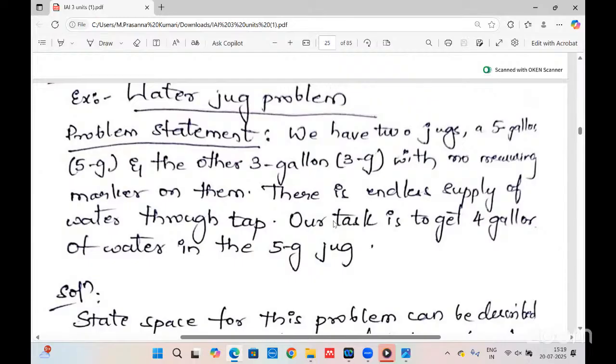Okay, so look at the board. Now we are going to fill the 5G, that is the 5 liters jug, with exactly 4 liters of water. Okay, let's see how it is possible.